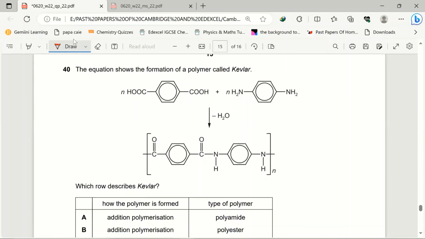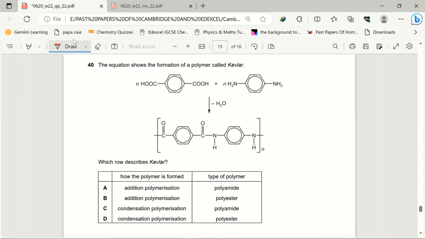Last question, number 40. The equation shows the formation of a polymer called Kevlar. Kevlar is used in bulletproof jacket. We'll study in A-levels. But this question you can answer easily. See, which row describes Kevlar? See, water is going out. So you have diamine. So forget about this complicated stuff. This is not important for you. You need to understand you have carboxylic acid and carboxylic acid. So dicarboxylic acid, and you have diamine, right? And n moles of they are joining together.